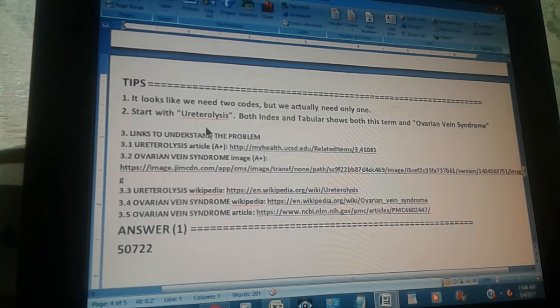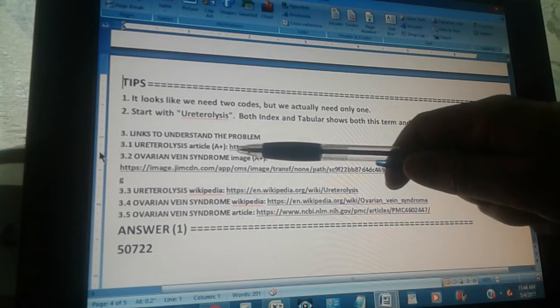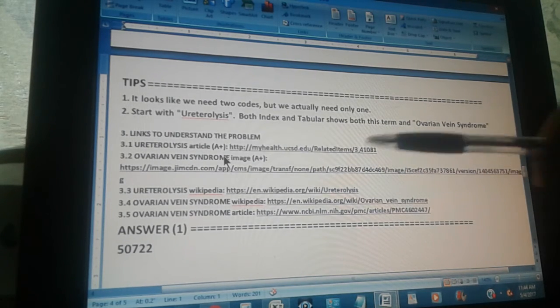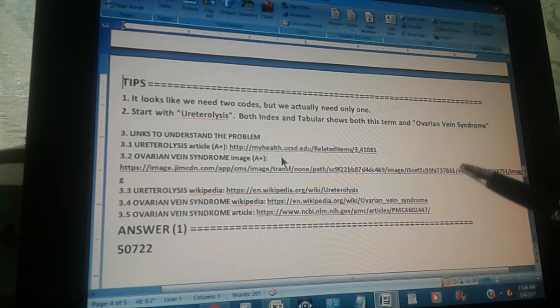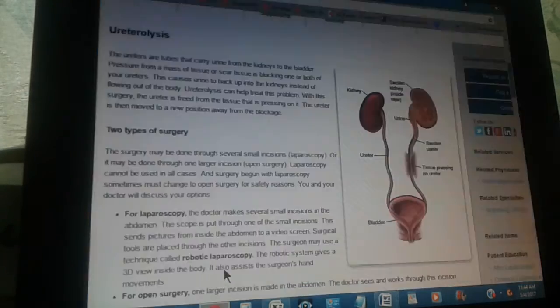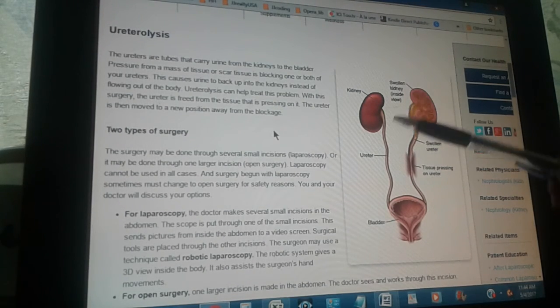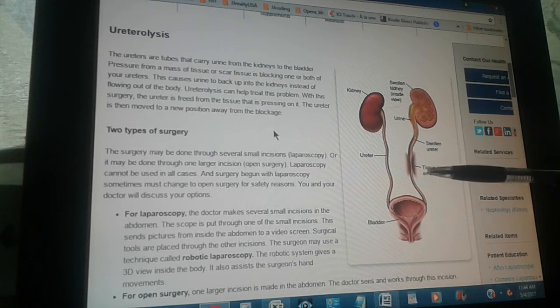Now the links to understand the problem. As we pointed out before, the A pluses are the good ones, so you have to check those. Let's go to the first one to give you an explanation of what it is. It's just an article, but it shows you in detail what ureterolysis is. Can you go to the image? Okay, these are the kidneys. This is a regular ureter, and this is a swollen ureter, and here is a tissue pressing on a ureter.